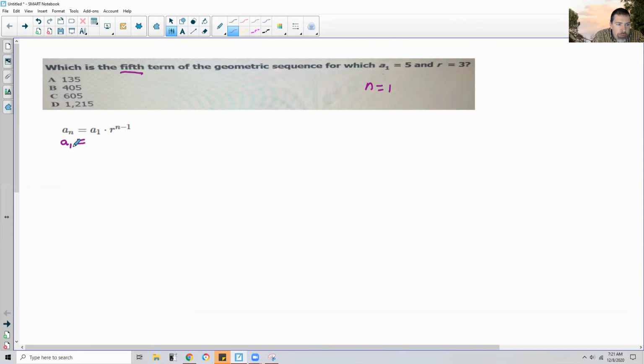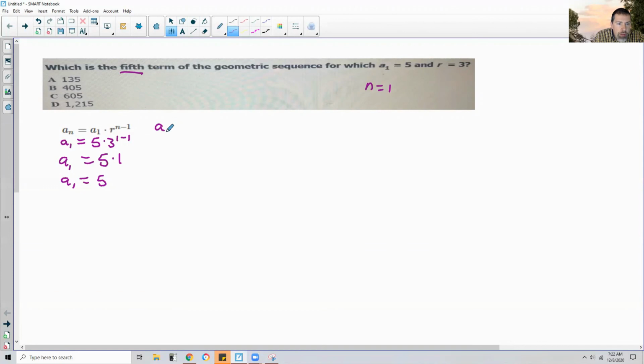So the first term, a sub 1 equals 5 times our r is 3, and n is going to be 1 here. 1 minus 1 is 0. So a sub 1 equals 5 times 3 to the 0, which is just 1. So a sub 1 equals 5. So my first term is 5, and my common ratio is 3.